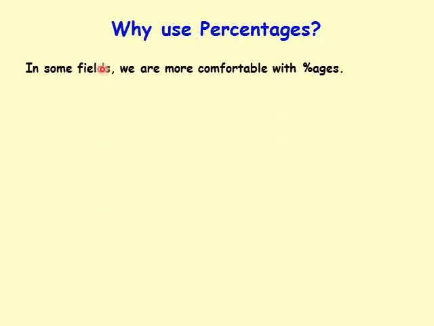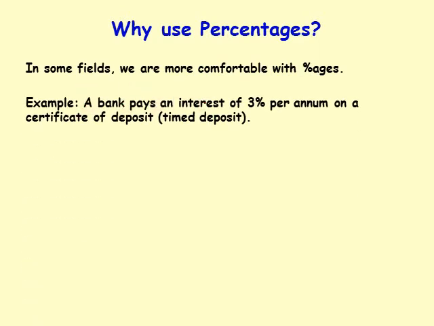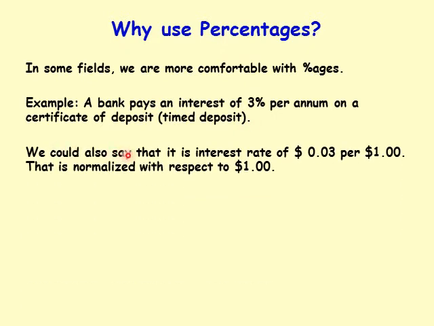Why do we use percentages? In some fields, we are more comfortable with percentages. Let's give an example. A bank pays an interest of 3% per annum on a certificate of deposit. That's a time deposit, money given to a bank which matures in a given time. We could also say it's an interest rate of 3 cents per $1. For every dollar, the interest is 3 cents, 0.03, and that is normalized with respect to 1. When we use percentages, we say per 100.